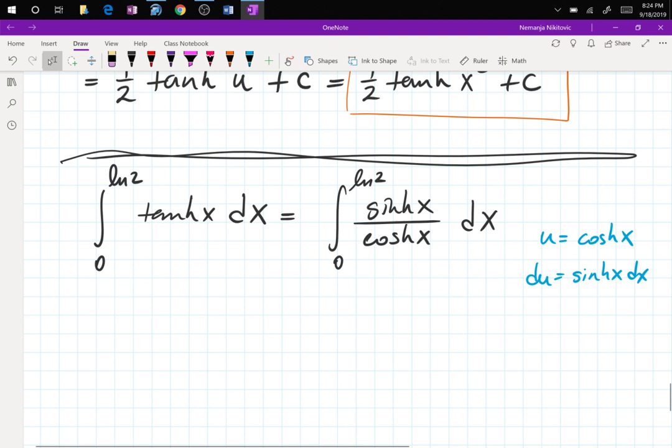Now, if I'm going to swap these, I might as well swap the limits now, so I don't have to go back to x to compute this. I can just do the integral in terms of u, and if I have my limits in terms of u, I can just compute, right?